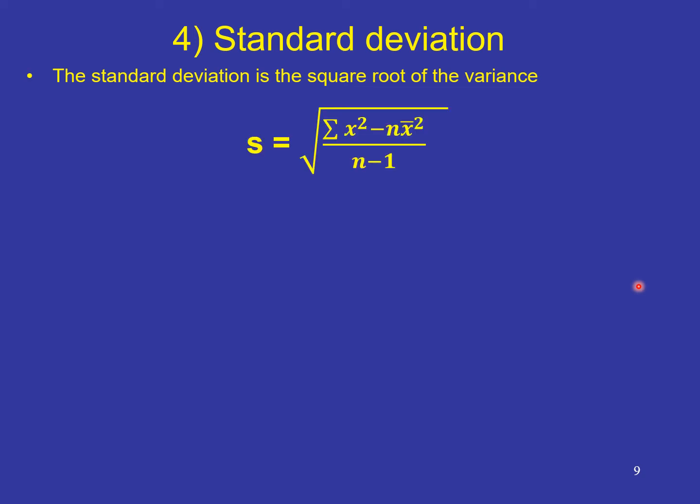And the fourth measure of variability we're going to look at is called the standard deviation. Now the standard deviation is simply the square root of the variance. So we just need to square root the formula we had on the last slide. So S, the standard deviation, is found by doing this calculation here.